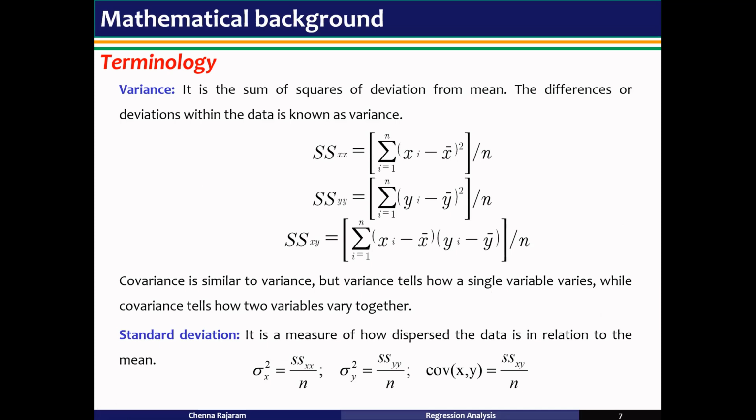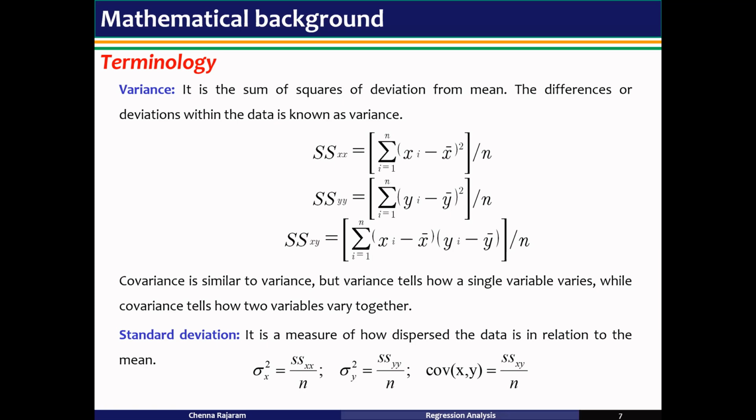The terminology related to regression analysis is as follows. The variance is the sum of the squares of deviation from the mean. The deviations within the data set are known as variance. The equations are given here, SSX, SSY and SSXY. Covariance is similar to variance, but variance tells about how a single variable varies, while covariance tells how two variables vary together.